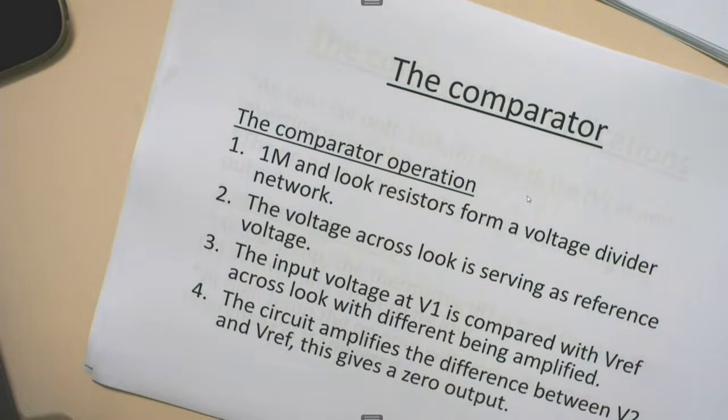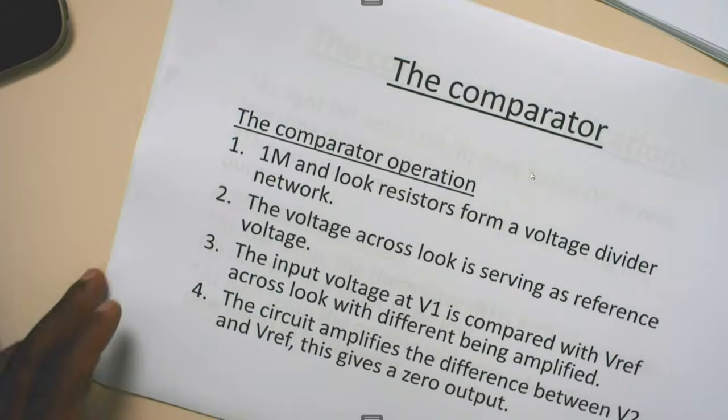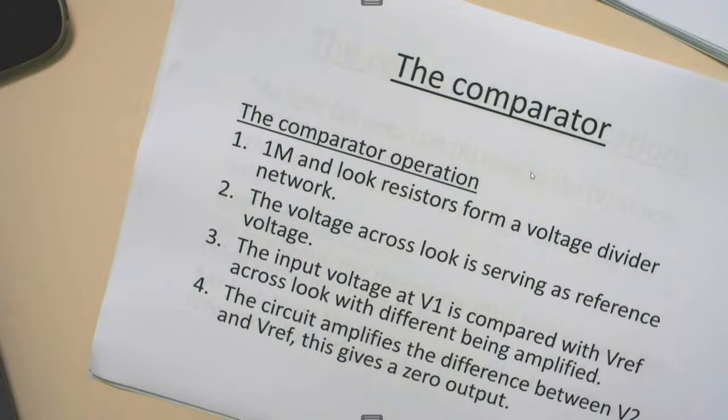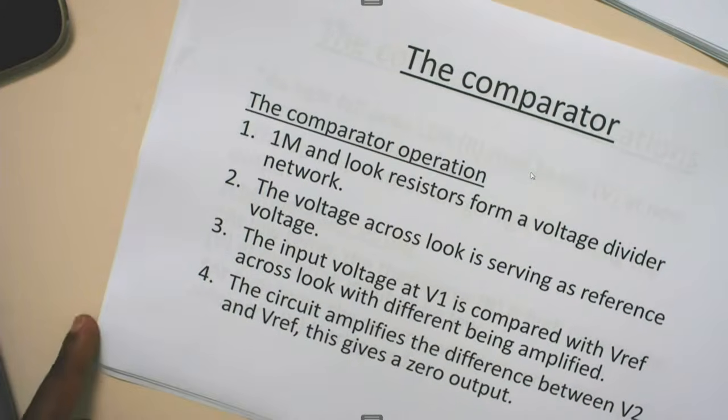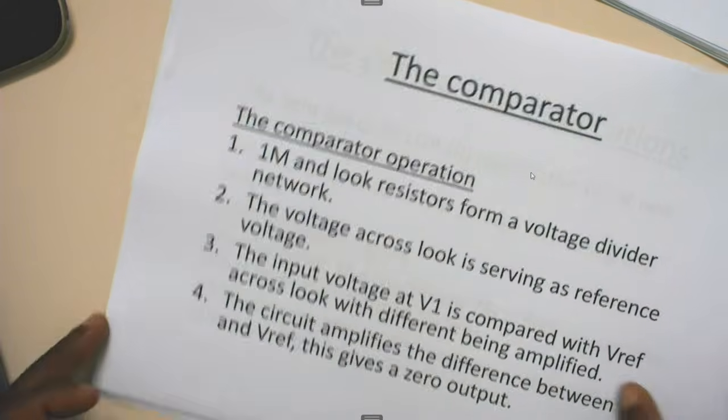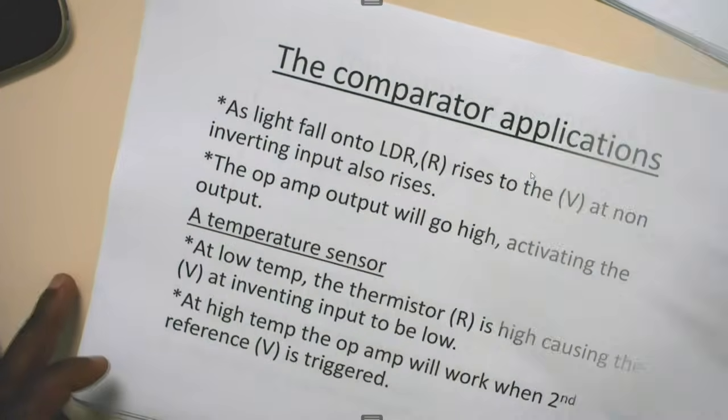The comparator operation. Look at the 1 megohm resistor from the voltage divider network. The voltage across it serves as the reference voltage. The input voltage at V1 is compared with VREF, with the difference being amplified. The circuit amplifies the difference between V2 and VREF, and this is given as the output. This is the operation of the comparator.